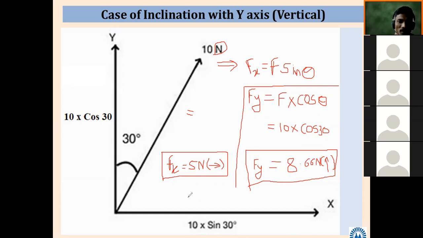So here, after repeating one thing many times, students are still getting confused. Once I asked for this problem, what will be my Fx component? Immediately many students said F cos theta. So this is not the formula. Fx is equal to F sin theta, F cos theta, it is not the formula. What is important is the inclination, along which axis the angle is given.